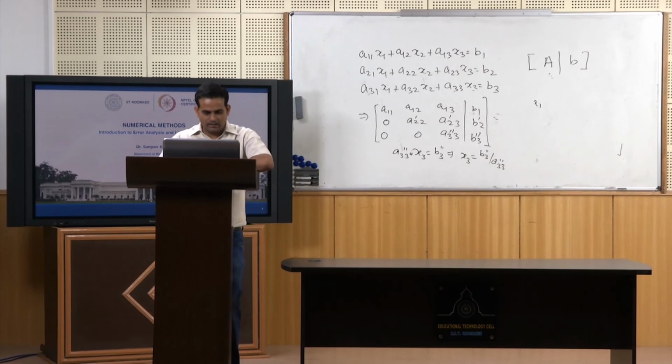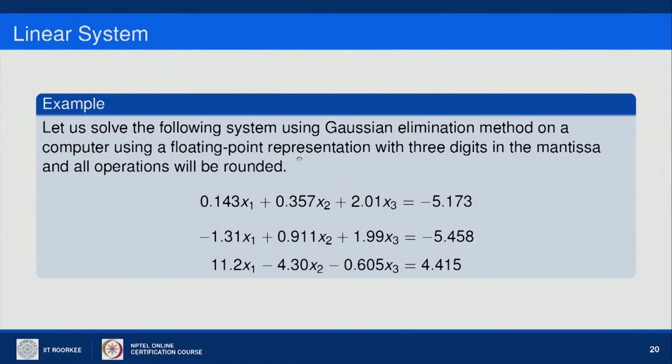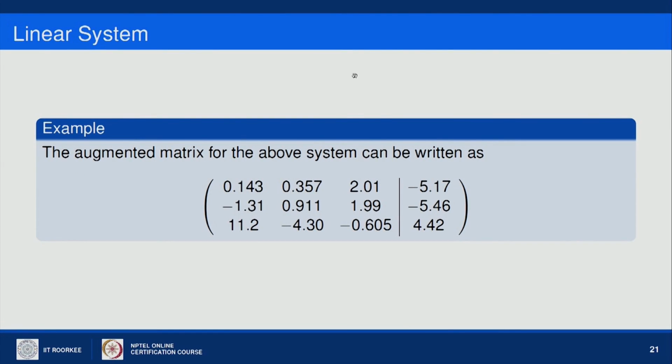So, let us take an example. We need to solve the following system using Gaussian elimination on a computer using a floating point representation with 3 digits in the mantissa, and all operations will be rounded. So, I am having 3 equations in 3 unknowns. The augmented matrix for this system is given by this particular 3 by 4 matrix. So, this is the right hand side vector.